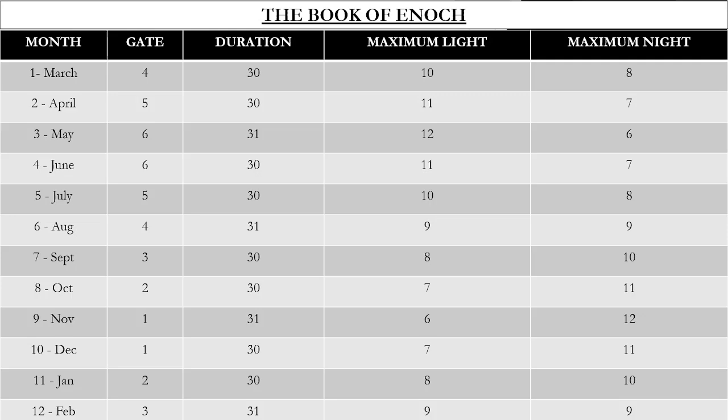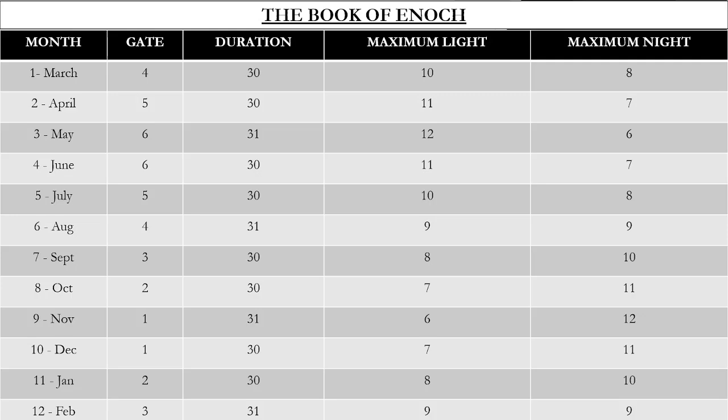In May, the sun shifts into the 6th gate, and it has an intercalary day. It's 31 because it's about to shift to the summer season, which is why you see the numbers increasing for light and decreasing for night. Okay, so the maximum light is 12 and the maximum night is 6. Now we're in the month of June. We're in the 6th gate, 30-day duration, maximum light 11, maximum night 7.